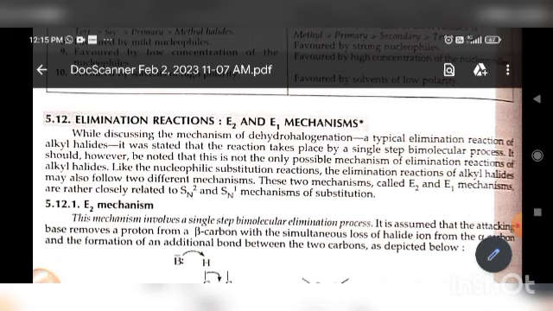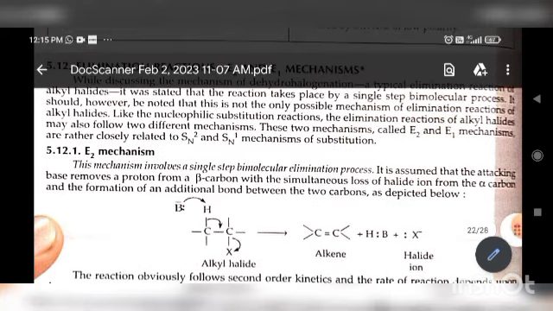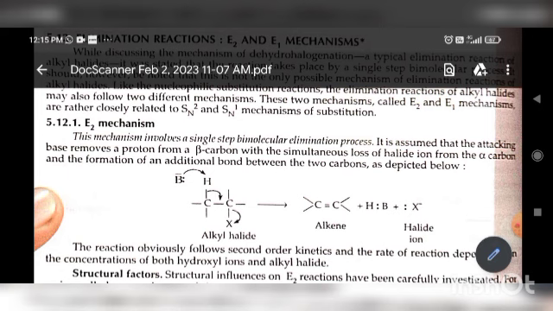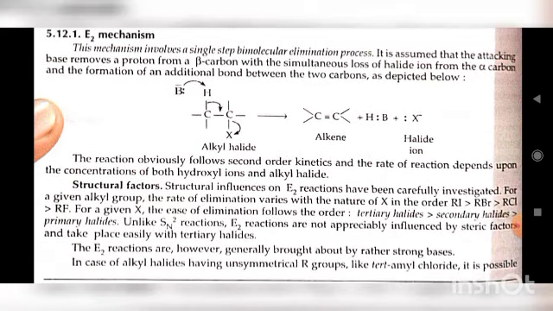E2 mechanism. The mechanism involves a single-step bimolecular elimination. It is assumed that the attacking base abstracts a proton from a beta carbon with the simultaneous loss of the halide from the alpha carbon and the formation of a double bond between the two carbons, as depicted below. The reaction follows second order kinetics and the rate of reaction depends upon the concentration of both hydroxide and alkyl halide.